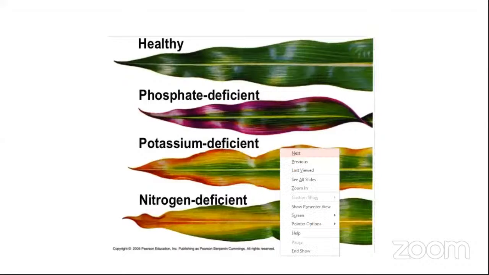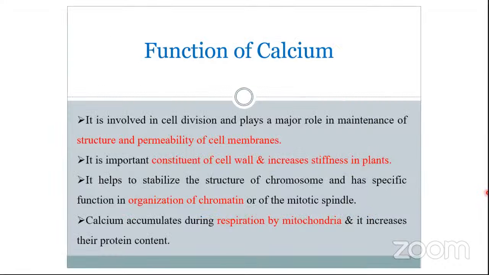And coming to the next, the functions of calcium. Calcium is structural. It is a constituent of the permeable membrane and the cell wall, and it also improves the stiffness of the plant. It plays a major role in the respiration of mitochondria and in organizing chromatin. It plays a stabilizing role in chromosomal structure, and it helps in organizing chromatin and the mitotic spindle fibers during cell division. The formation of mitotic spindle fibers and the organization of chromatin all take place with calcium.